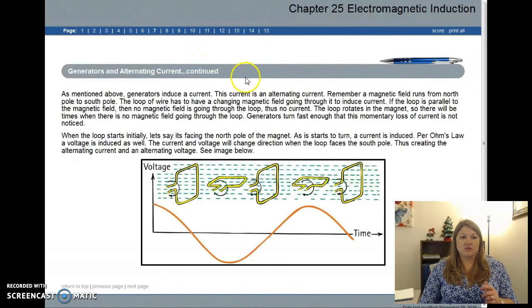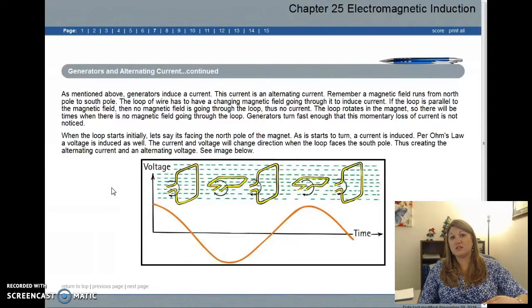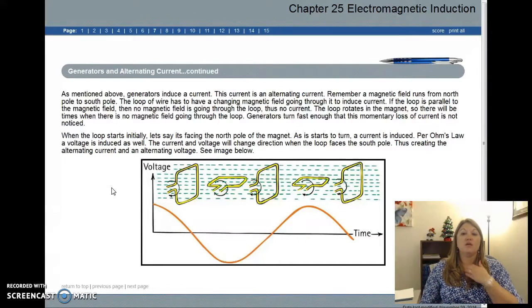Here's a little explanation. So we know we're inducing a current, but why is it alternating? You know, if you're moving that wire in the presence of a magnet, you're going to get a current. But why is it alternating? Why is it changing back and forth?